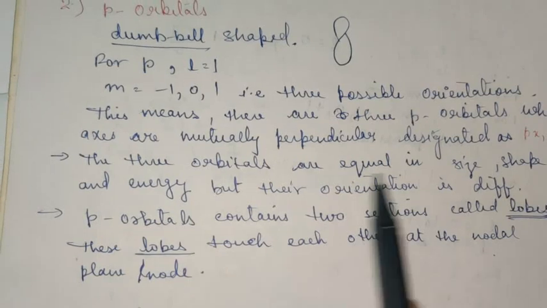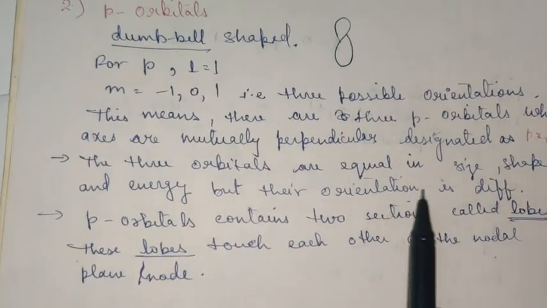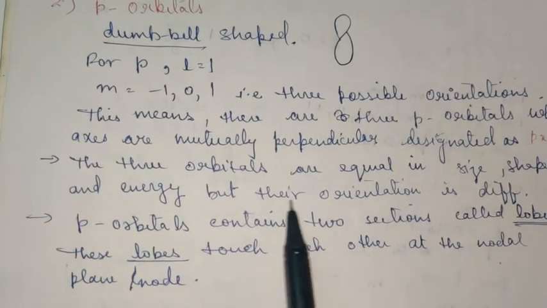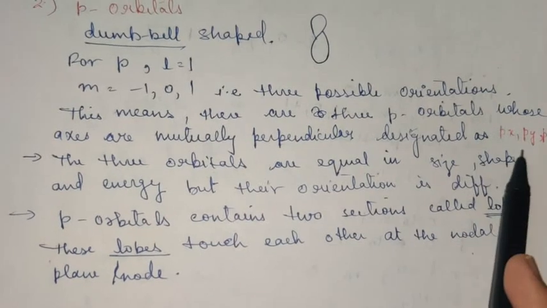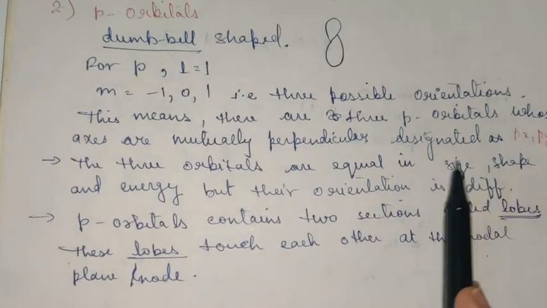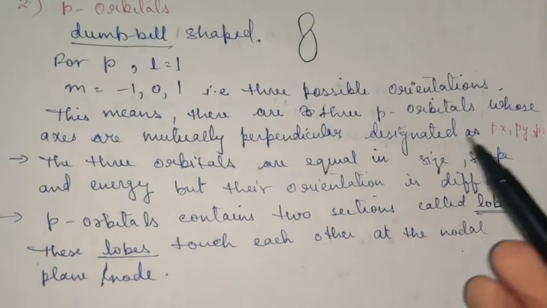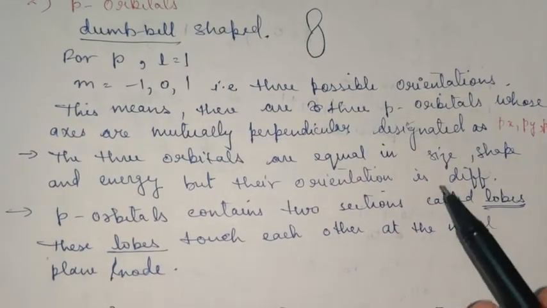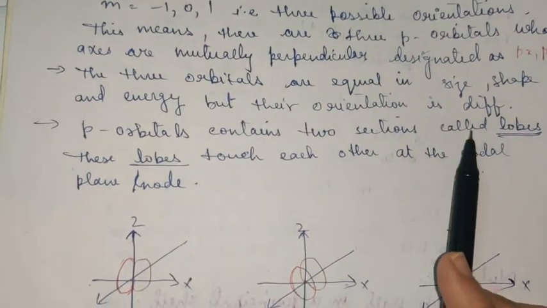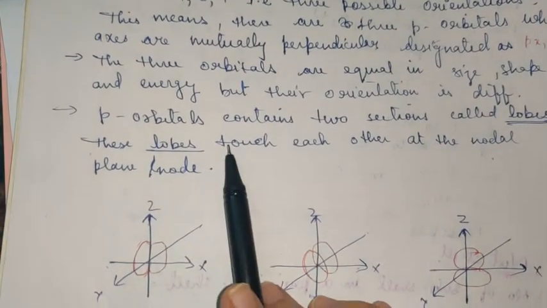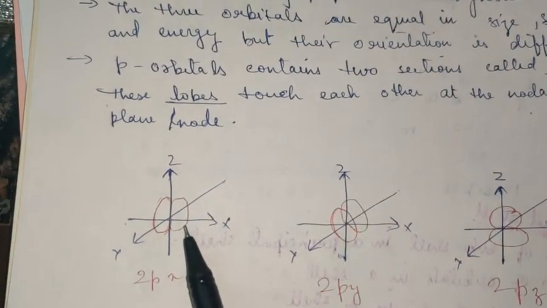Very important point: they have the same size, the same shape and the same energy, but their orientation is different, because their orientation depends upon the axis on which it lies. If one is on x, then the other is on y, and the third one will be on z. So they are mutually perpendicular to each other. The p orbital contains two sections called lobes. These lobes touch each other at the nodal plane or node, as you can see here.